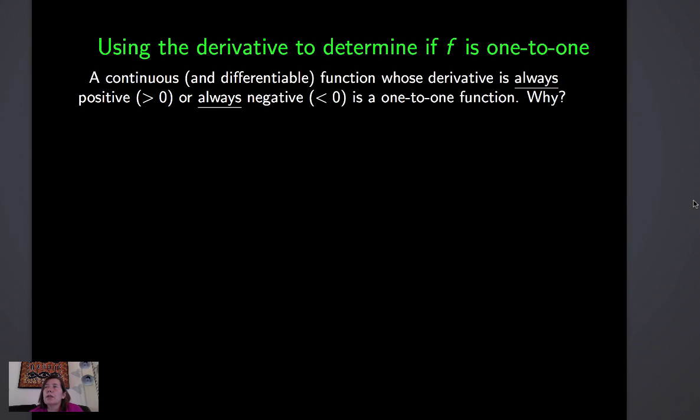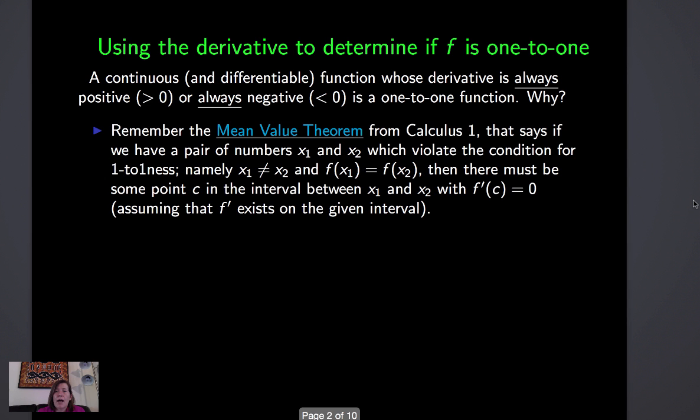In addition to using the horizontal line test and algebra to check if a function is one-to-one, we can also sometimes use the derivative. If we have a continuous function whose derivative is always positive or always negative, then it has to be a one-to-one function. And the way we can see this is using the mean value theorem from Calc 1.